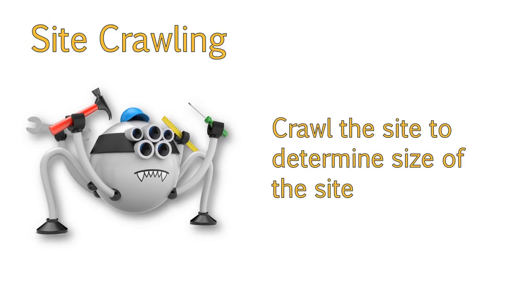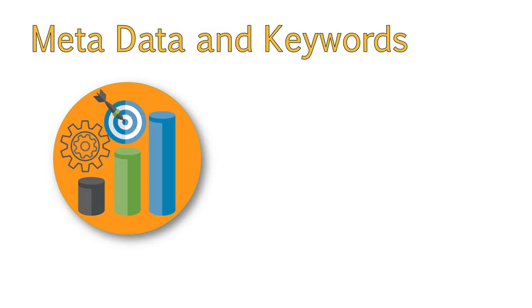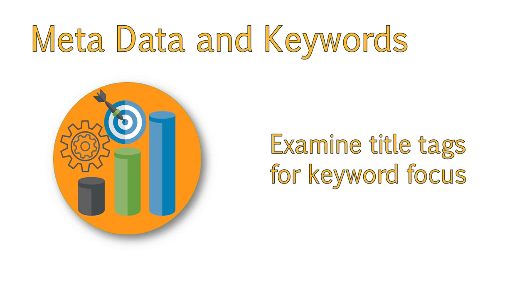Many times, the crawler will find a section of pages not immediately visible when you are manually reviewing the site. We will be addressing mostly on-page elements to check for here, as well as a few basic technical factors and off-site factors. Once you have crawled the site, it's important to take note of a couple things. First, look at the title tags and meta descriptions. Ask yourself whether or not these are optimized. By examining title tags, you can check to see if they appear to have a keyword focus.